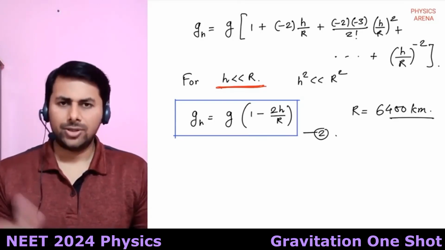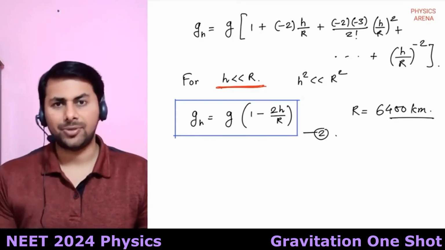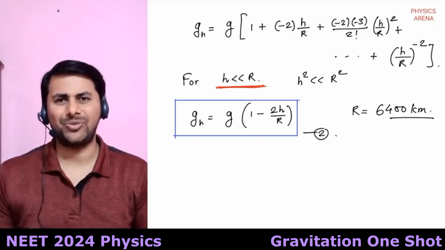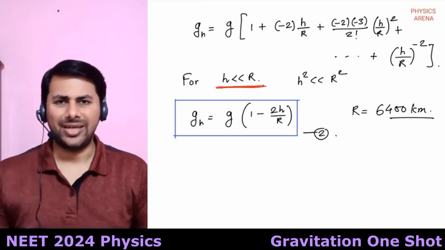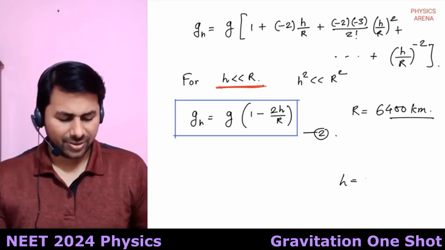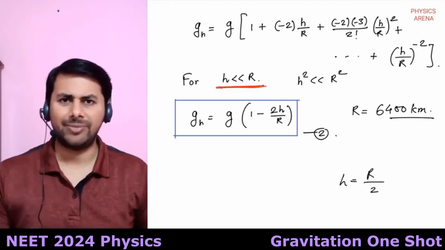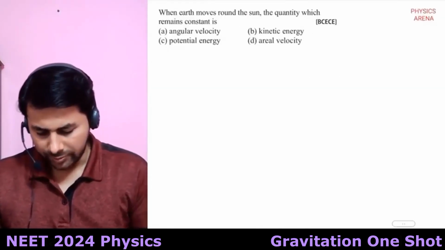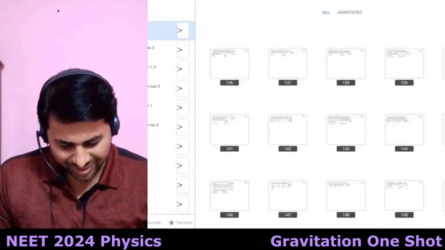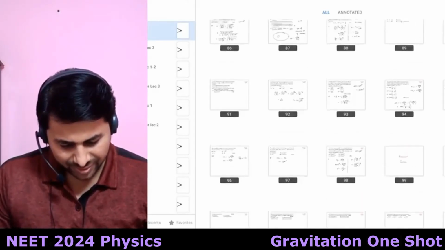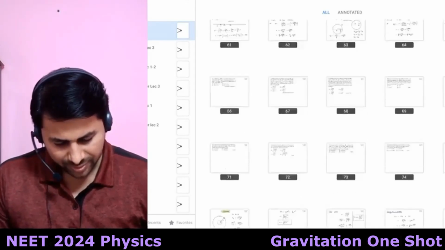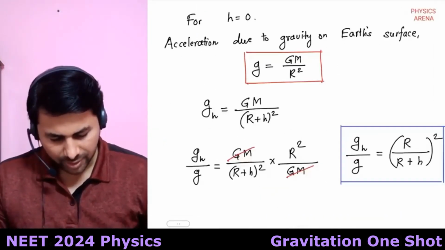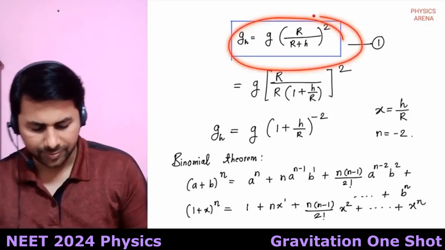First one. A simple rule of thumb is, if height is given in terms of r, that means if they say h is equal to r by 2, r by 3, r by 4, whatever, h is equal to r divided by something, then you have to use this formula.